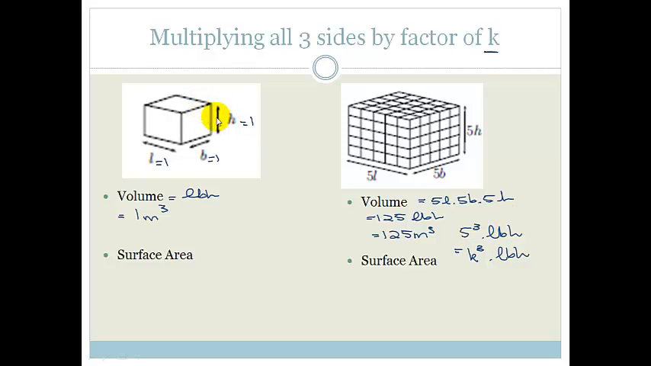So the most important thing with a volume is that if we're multiplying one side by a factor of k, then the new volume is just k times the original. If we're multiplying two sides by a factor of k, then it's k squared times the original volume. And if we're multiplying all three, then it's k cubed times the original volume.